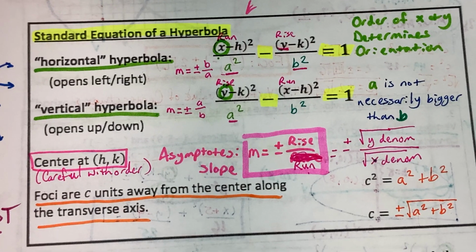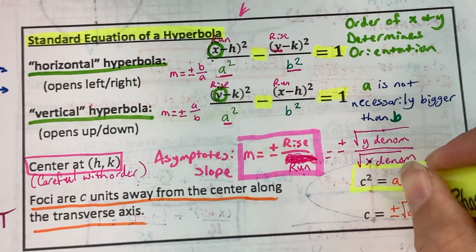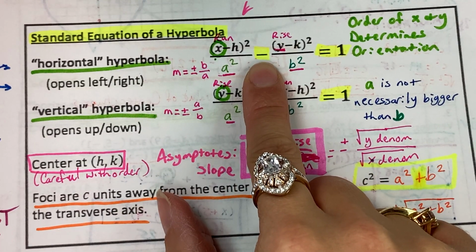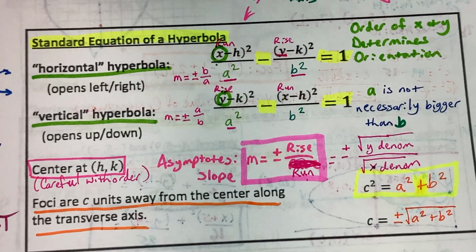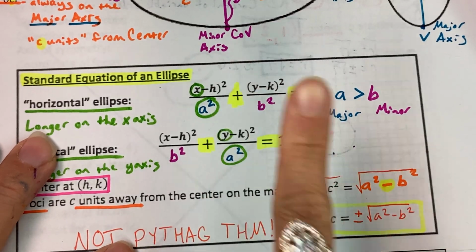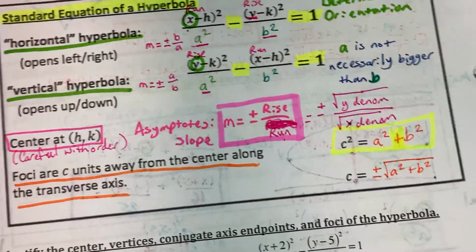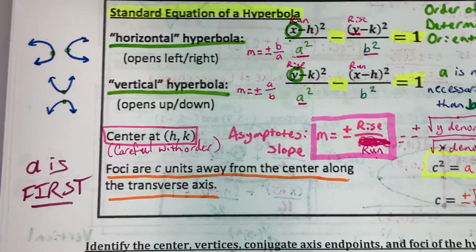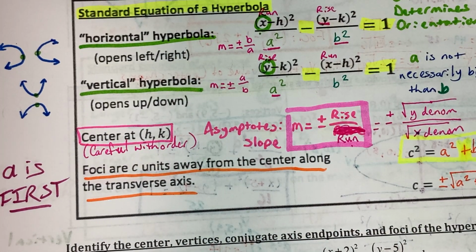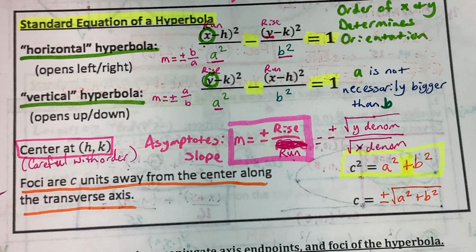So folks, here is how we are going to remember this relationship. Hyperbolas have a minus in the equation, but a plus in their abc relationship. Ellipses have a plus in their equation, but a minus in their abc relationship. So they switch signs based on what they have in the equation. So knowing that hyperbolas have a minus sign is going to help you figure out that abc relationship. So folks, in the next video, we are going to look at the practice set.